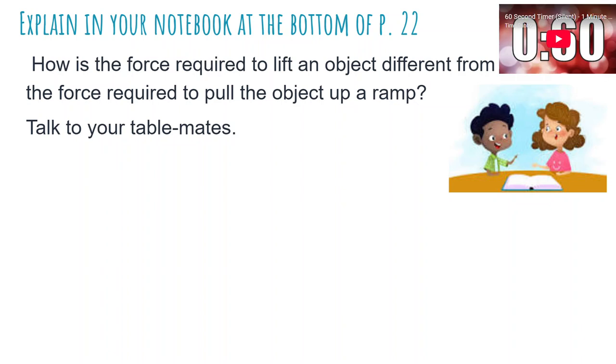So in your notebook at the bottom of page 22, you'll have some space. This question is not written down, but I'd like for you to think about the answer to this question. How is the force that's required to lift an object straight up different from the force required to pull that same object up a ramp? Talk with your table mates and then see if you can come up with an answer and write it down in your notebook. In class, I'll give us some time for this. On the video, you can pause if you need some time.